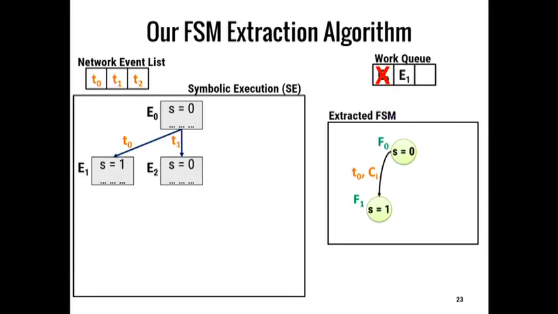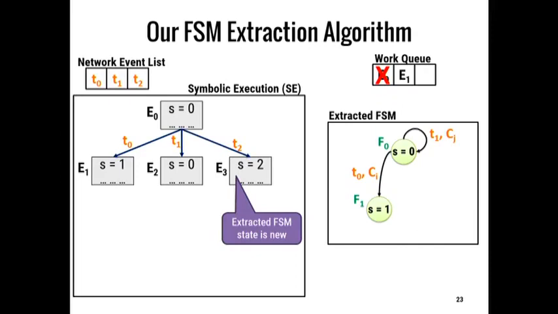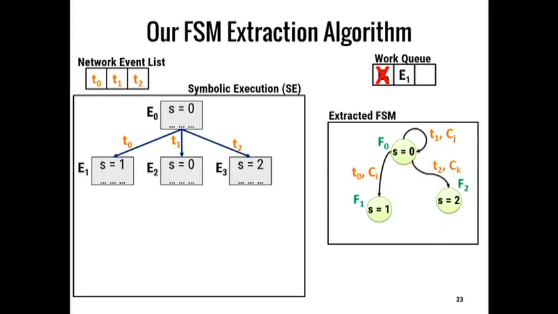Similarly, we'll try the next network event on E0, and let's say it did not change any value of the state variable, and therefore we don't get any new state, but we have a new transition, which is essentially a self loop. Then let's say we try T1, we end up with another execution state where we have a new FSM state, because S is equal to 2. We will add it to the graph and also add a transition from our current FSM state to the newly discovered FSM state. And we also keep the execution state in the queue because we need to explore that. And now we are done with all the execution for E0.